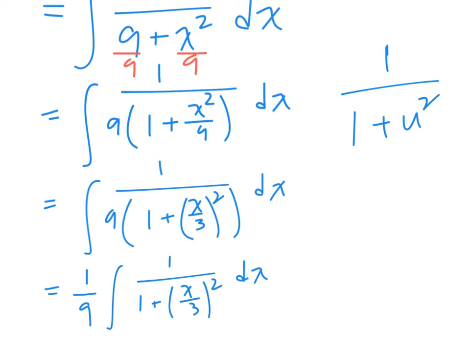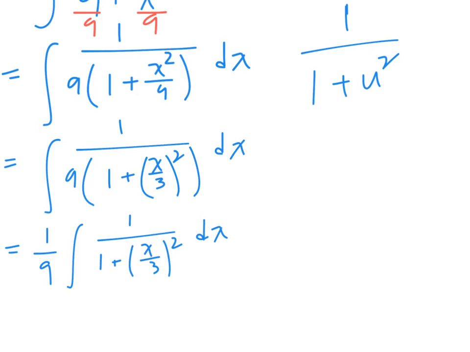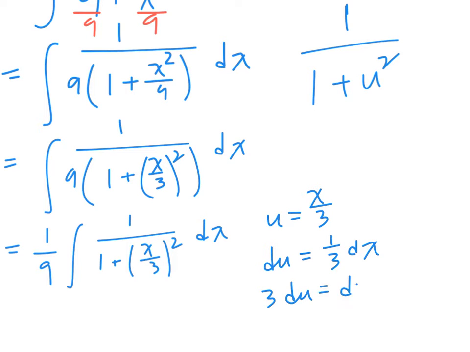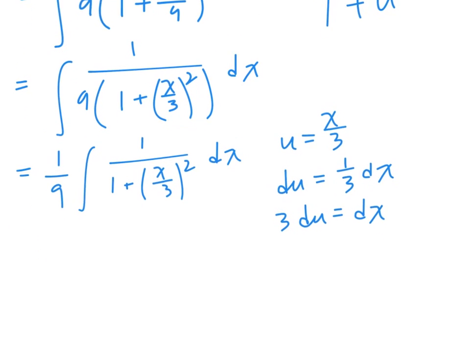Okay, at this time, I'm going to use u sub. So the u sub I'm going to do is I'm going to try to get it into the inverse tangent form. So which part would you make u? X over 3. And then du would be what? 1/3 dx. Okay, so again, we just want the dx part, not the 1/3 part. So I'm going to multiply both sides by 3. Okay, now I'm going to do a substitution.